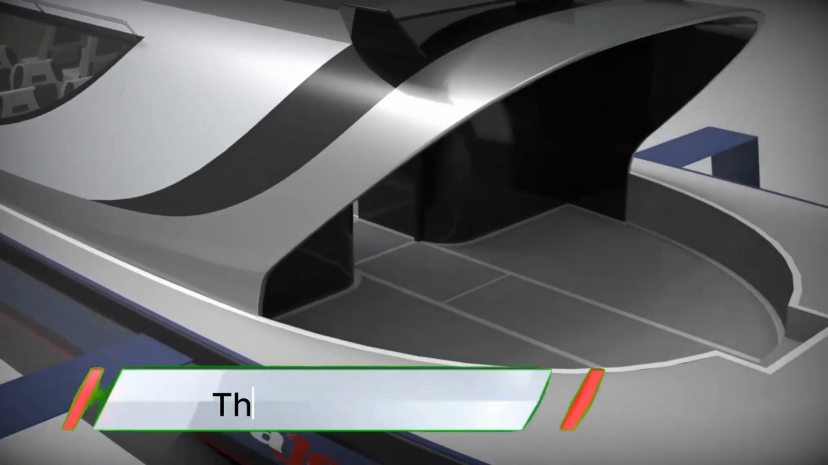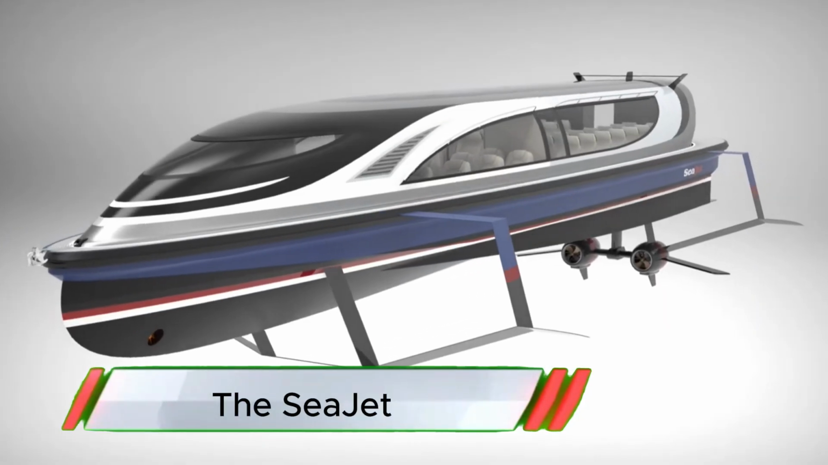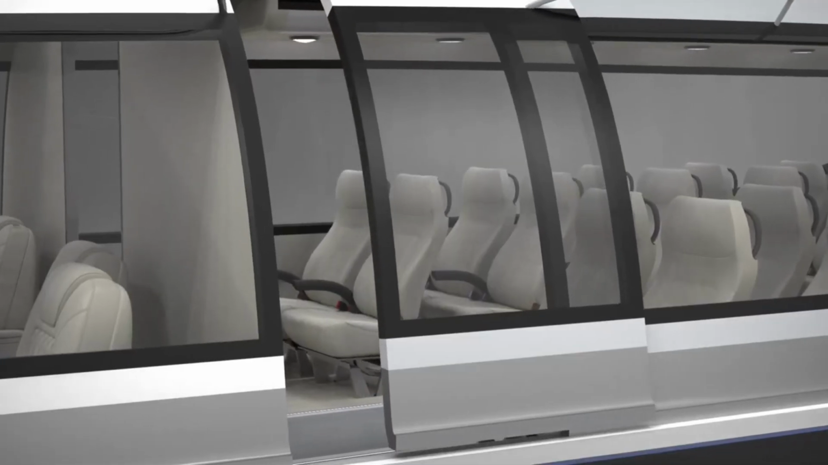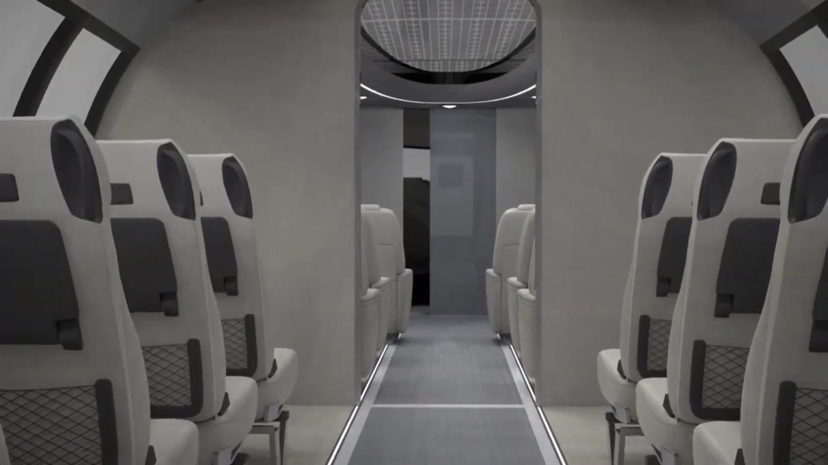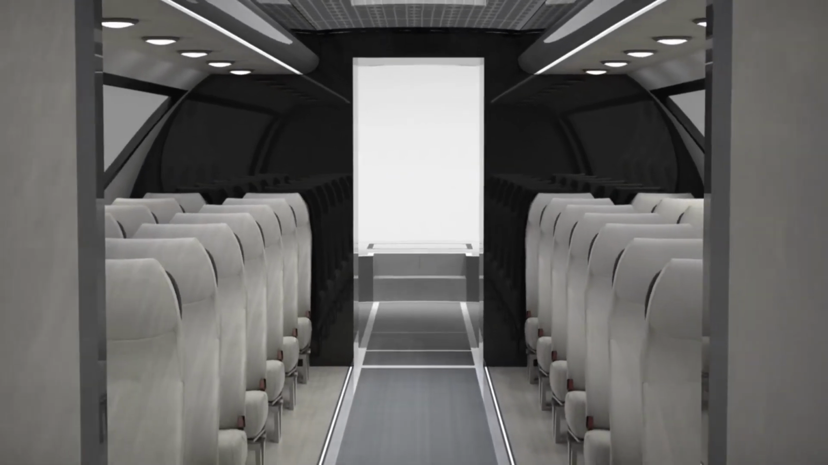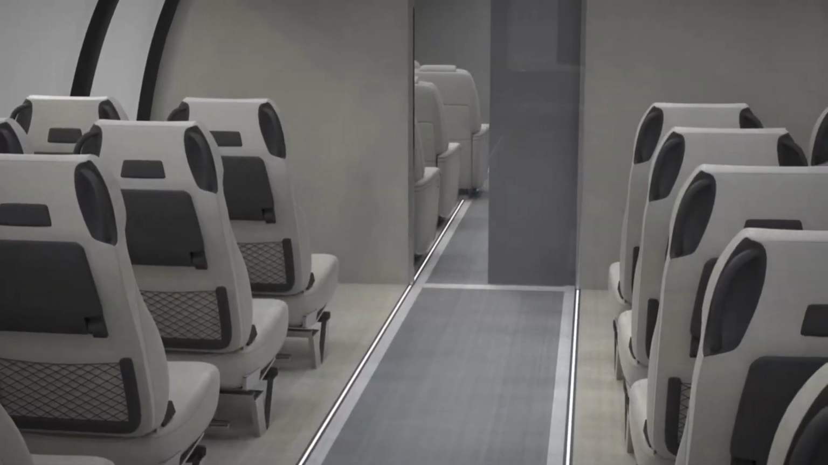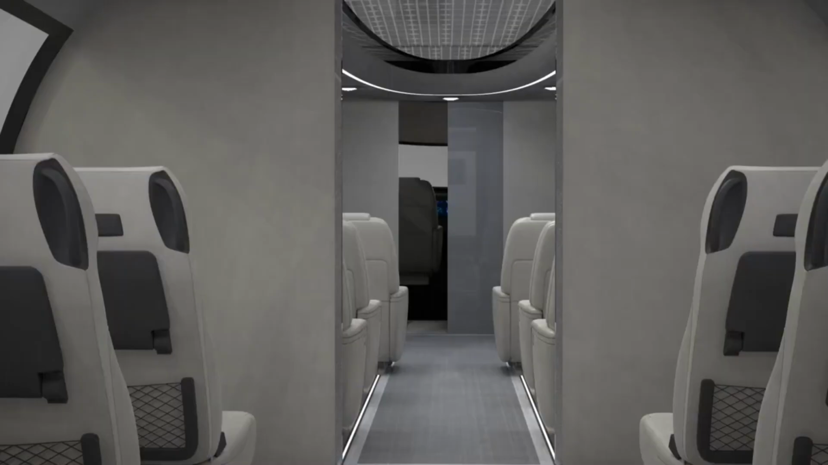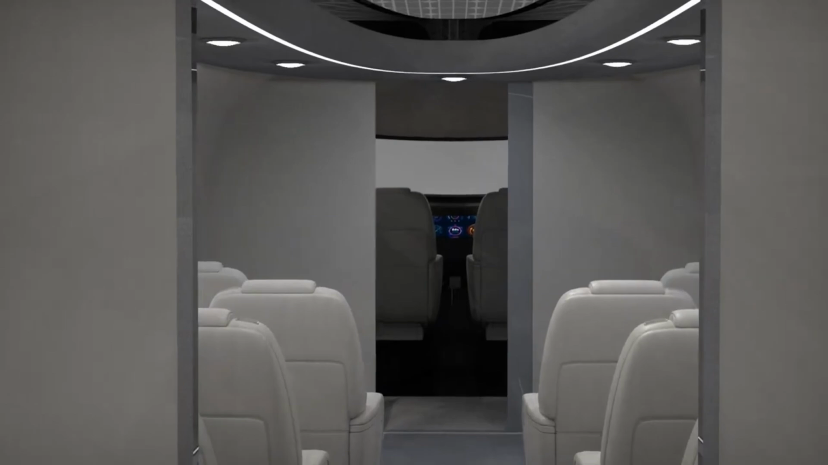SeaJet is a futuristic vessel designed for swift and smooth travel over water, combining both speed and sustainability. Equipped with advanced propulsion systems, it glides effortlessly across the sea's surface, powered by clean energy sources like solar or electric engines. The sleek, streamlined design not only maximizes efficiency but also offers a luxurious travel experience.